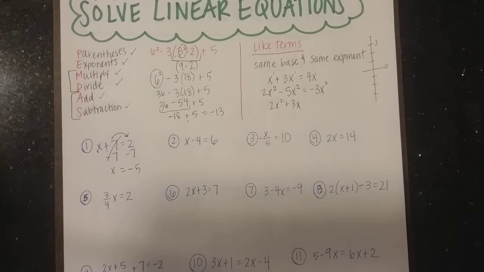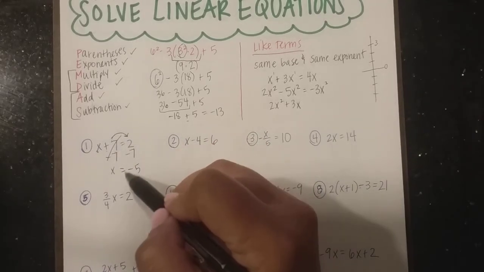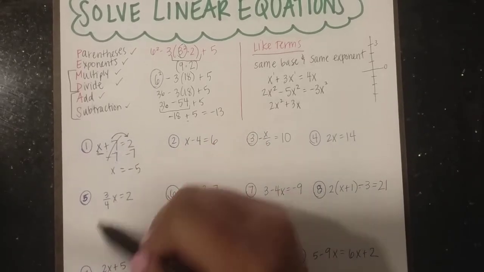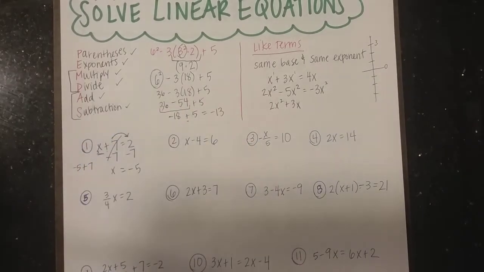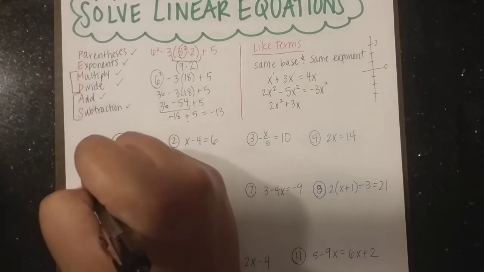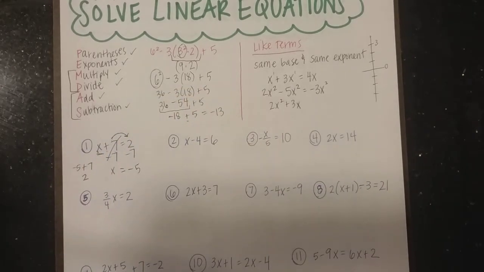Now, the best part about solving equations is that I can check my work. I can see if I'm correct. And I can do that by plugging it back into my original equation. So I'm going to take this -5 and plug it in here. So if I do that, I have a -5 plus 7, and then -5 plus 7 is, in fact, 2. So that's how I know that I got the right answer. So you can always check your work.